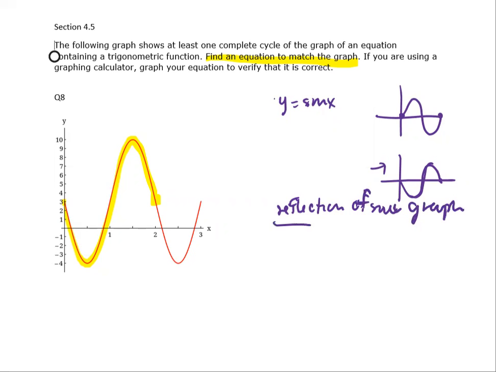Since we know it's a reflection and it's the sine graph, we're going to put it together to find the values A, B, C, and K that form the equation, the standard equation K plus A times the sine of Bx plus C.